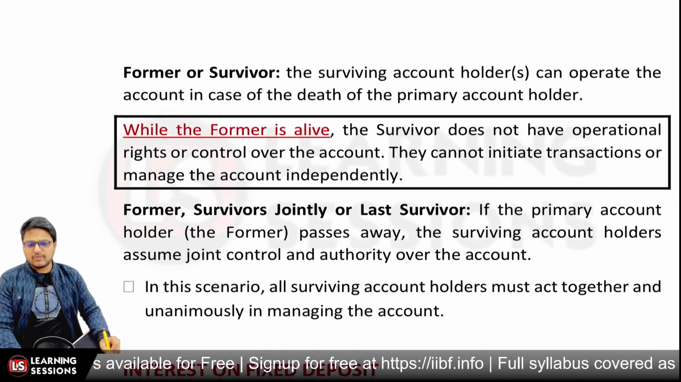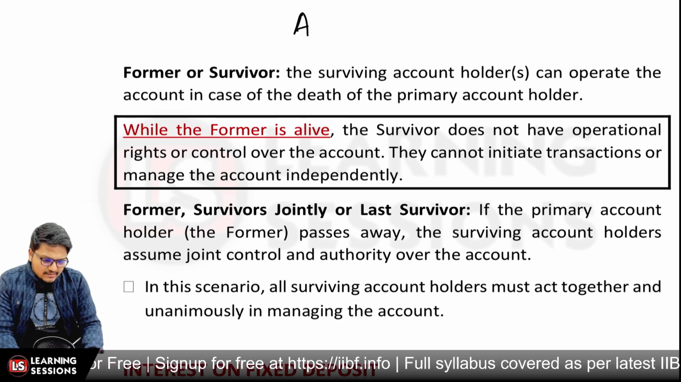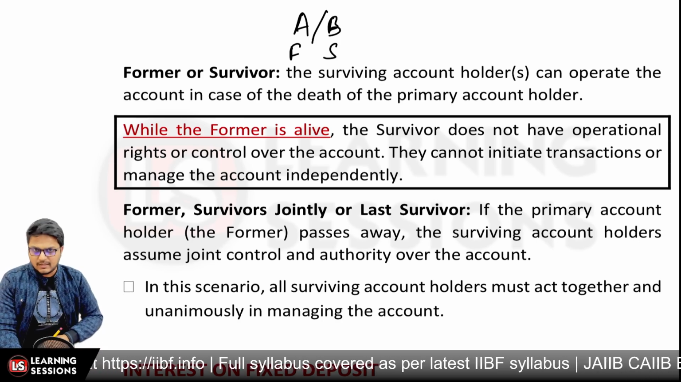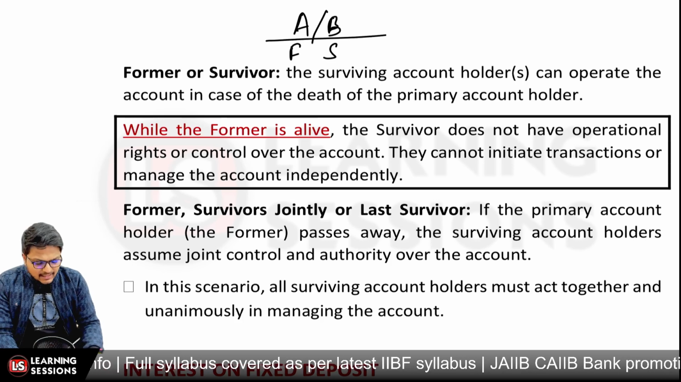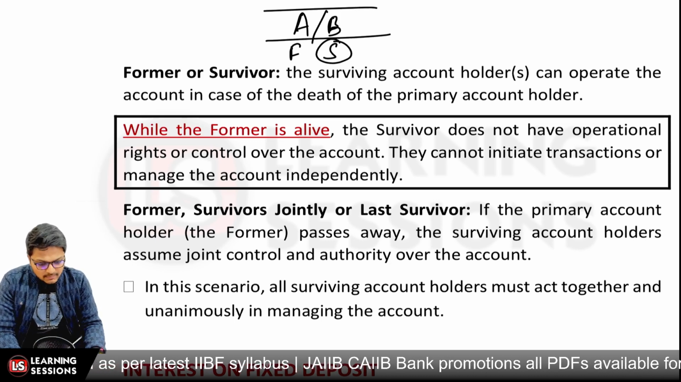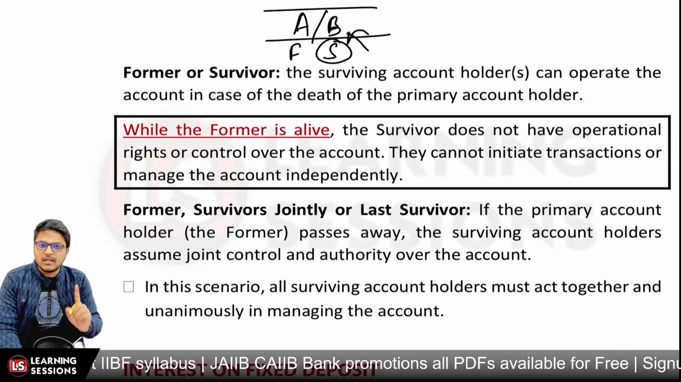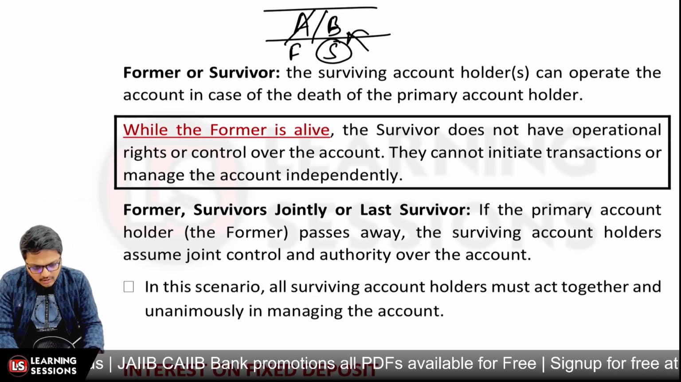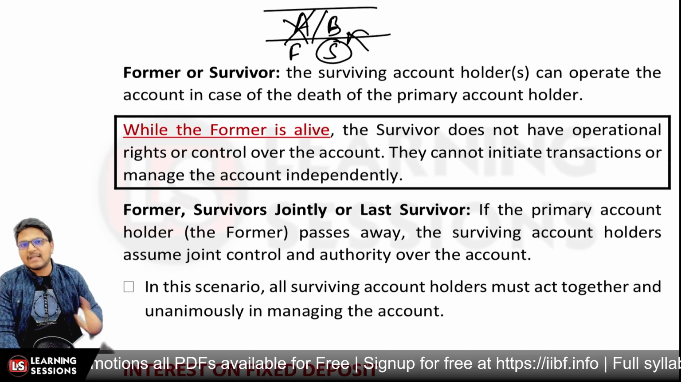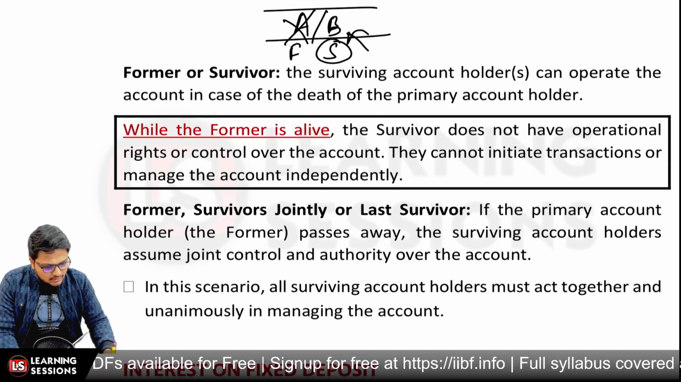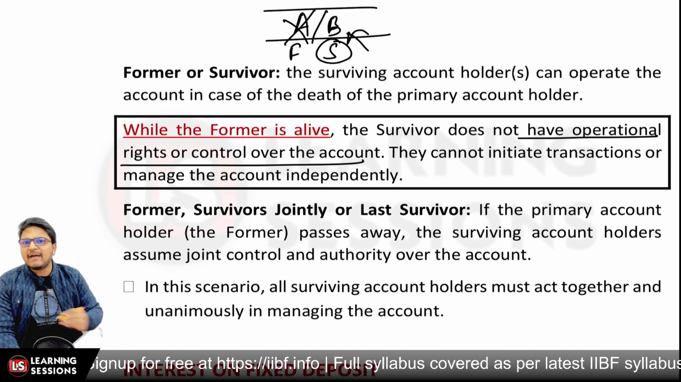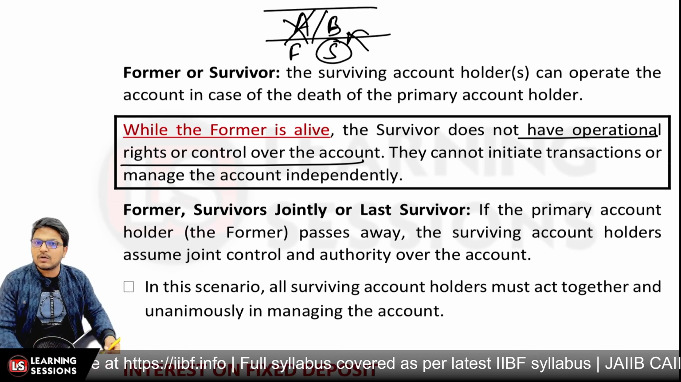Further, it can be the scenario related to former or survivor. Former or survivor basically indicates, let's say A and B have former and survivor operations, where A is the former and B is the survivor. Now in that scenario, till A is alive, person B, the survivor, won't be operating the account in any manner. But only after the death of the former, the survivor can operate the account, otherwise not. So while the former is alive, the survivor does not have any kind of operational rights or control, but only after the death of the former will they have the right to operate the account, so as to control the account, right?